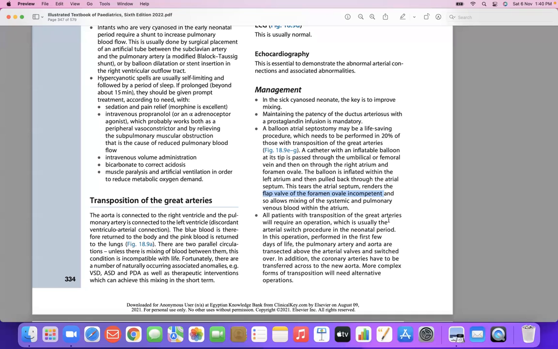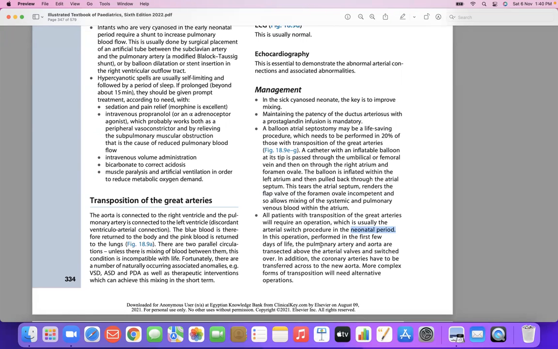All patients with TGA will require an operation, which is usually the arterial switch procedure in the neonatal period. So first, maintain the patent ductus arteriosus with prostaglandin infusion. If there is no atrial septal defect, you will go for balloon atrial septostomy. These two will be palliative for these patients. Then the definitive surgery, the arterial switch procedure, will be done in the neonatal period.